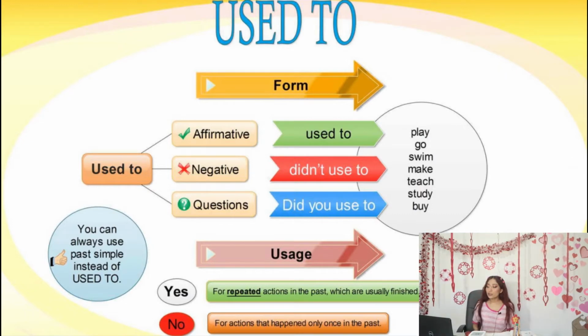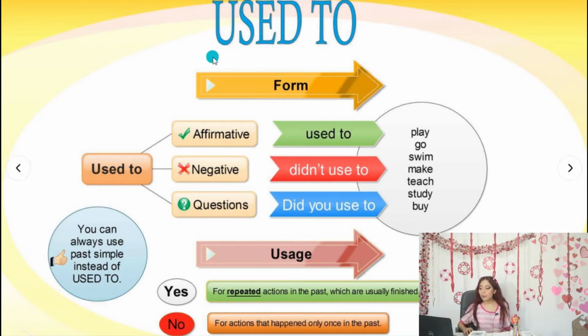And also used to. Used to, as you can see, is used when we want to talk about repeated actions in the past which are usually finished. Okay, something that you used to do constantly and you don't do it anymore. So, for example, I will say, I used to play, but in negative, I didn't use to play, okay?